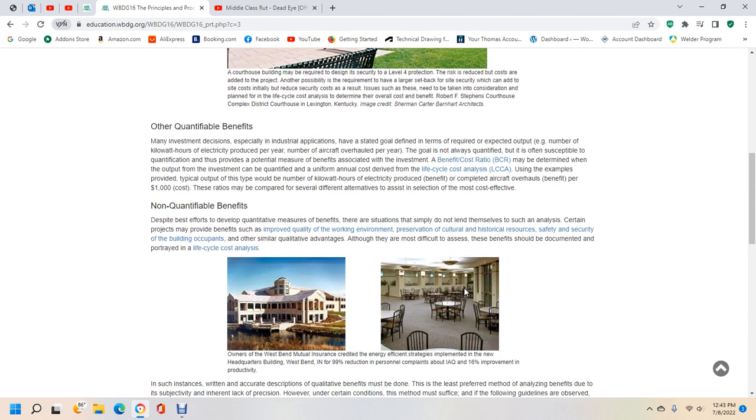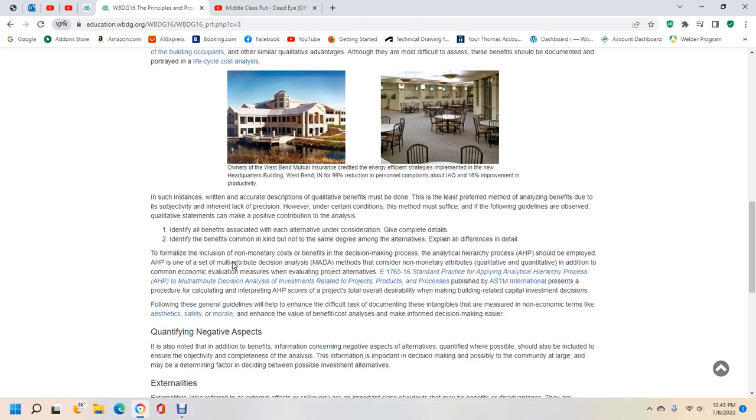Non-quantifiable benefits. Despite efforts to develop quantifiable benefits, some situations simply do not lend themselves to such analysis. Certain projects may provide an improved quality of working environment, preservation and control of historic resources, safety, security of the building occupants, and other similar qualitative advantages. These may all be difficult to document and portray in life cycle cost analysis.